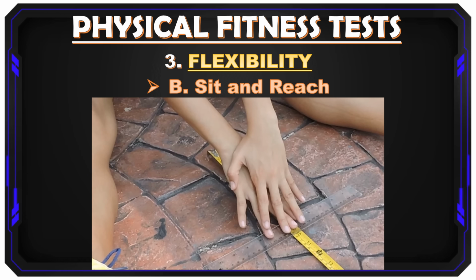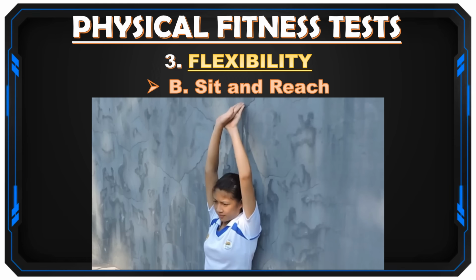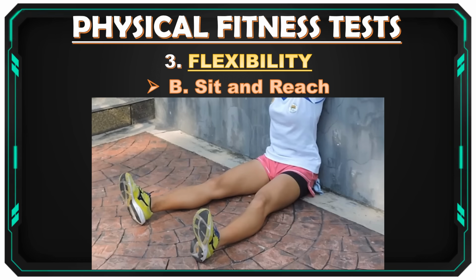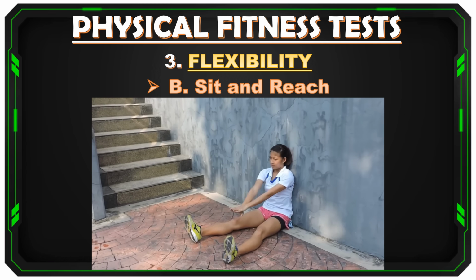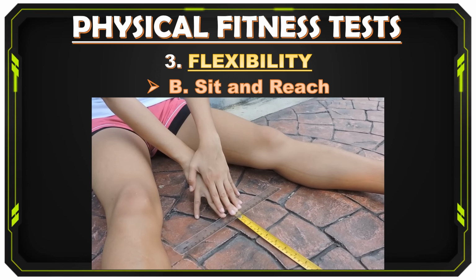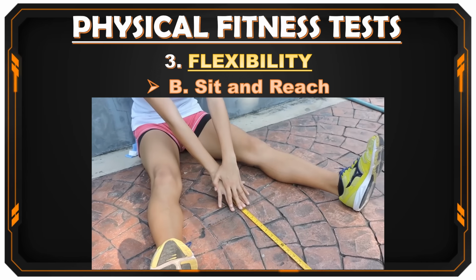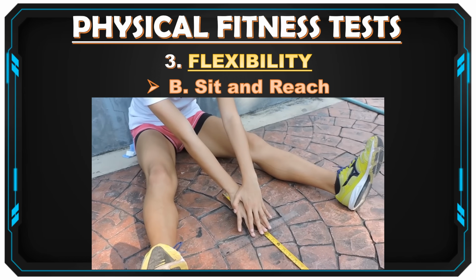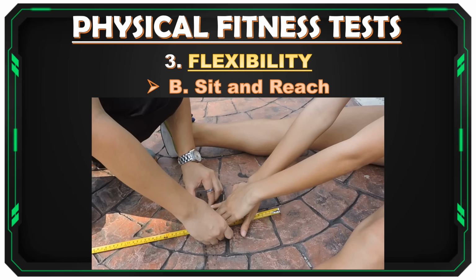Do it twice. For the partner, as the performer assumes the procedure, position the 0 point of the tape measure at the tip of the middle fingers of the performer. See to it that the knees are not bent as the performer slides the farthest distance that he could. Record the farthest distance reached in centimeters. Scoring. Record the distance to the nearest 0.1 centimeters.